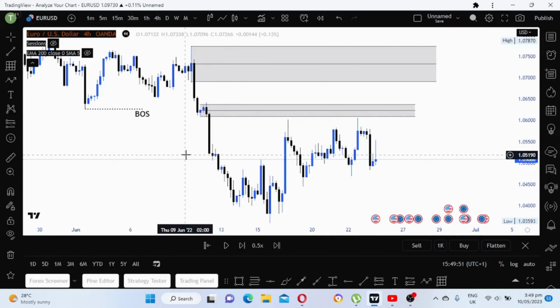So I will wait for price to tap in one of those zones and see what price is going to do after tapping in those zones. Is there a reversal when it taps into those two supply zones, or will price go through those supply zones? So let's wait and see what price does.